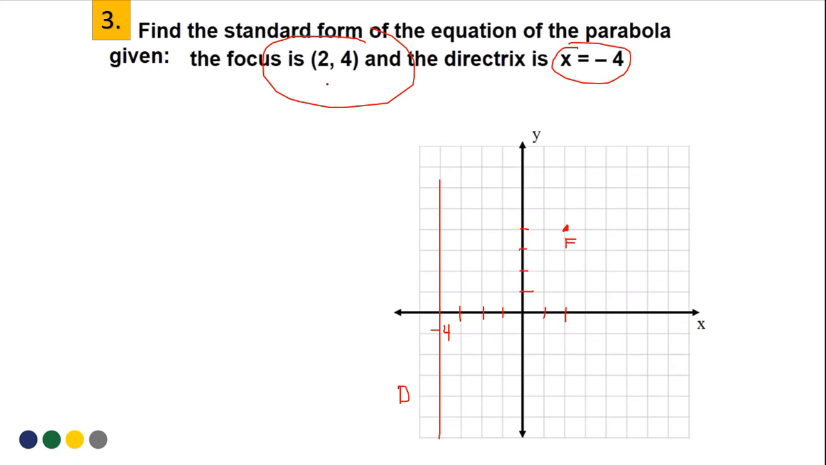I repeat, x is equal to 2, y is equal to 4. That's why our focus is here po. Then, this is our directrix. Again, how can we find the value of the vertex if we already have the value of the directrix and the focus?